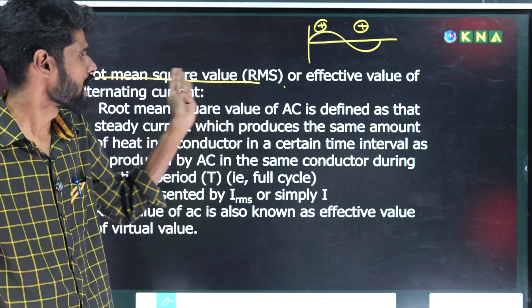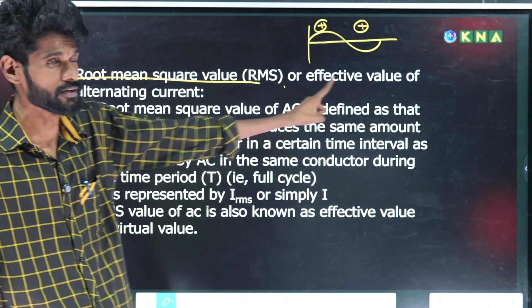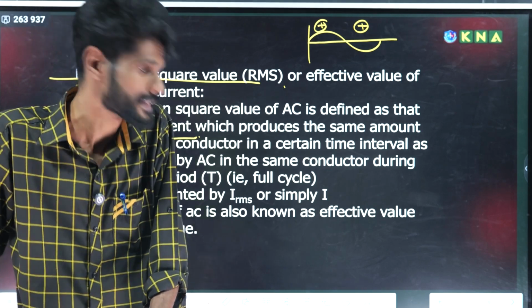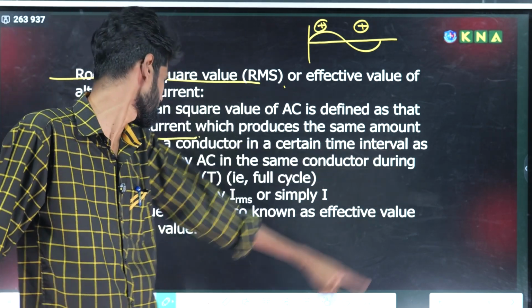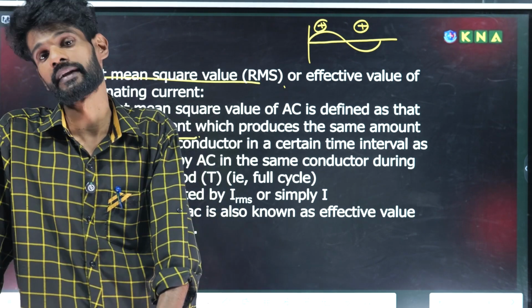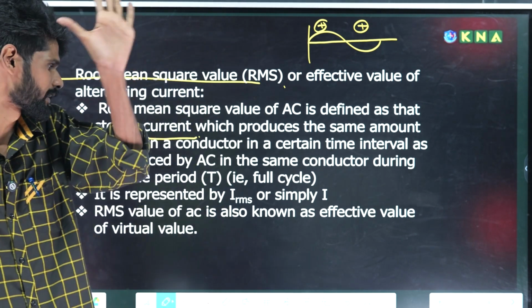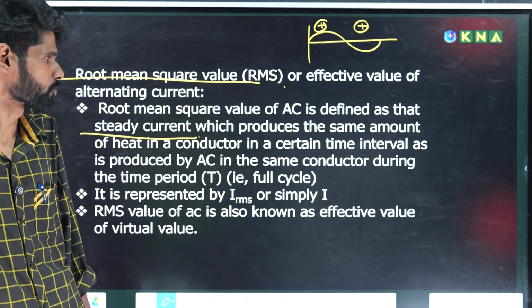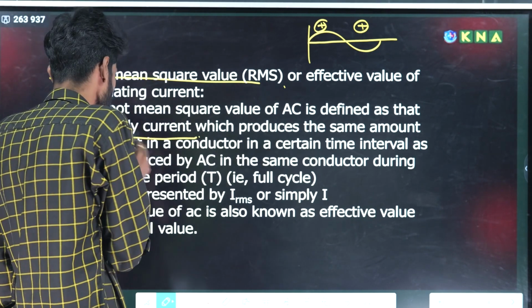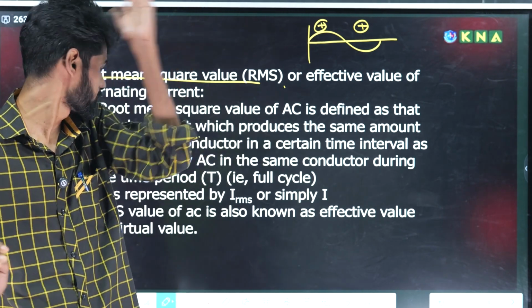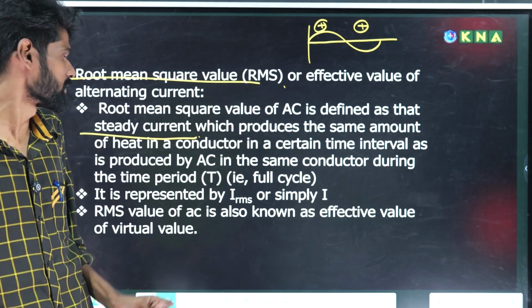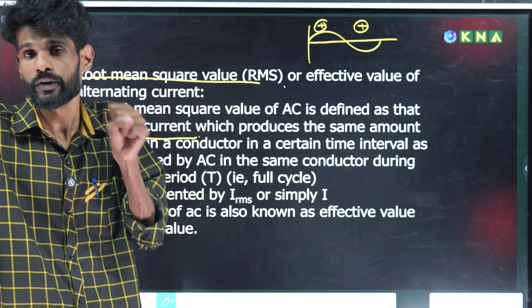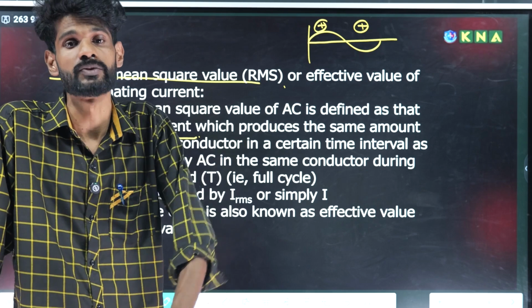So how to define the RMS value? The root mean square value of AC is defined as that steady current which produces the same amount of heat in a conductor in a certain time interval as produced by AC in the same conductor during the same time period, that is the full cycle. So it is I RMS. The RMS value of AC is also known as the effective value or virtual value. So RMS value of AC means the equivalent DC value.